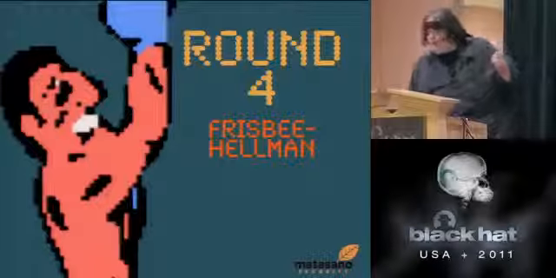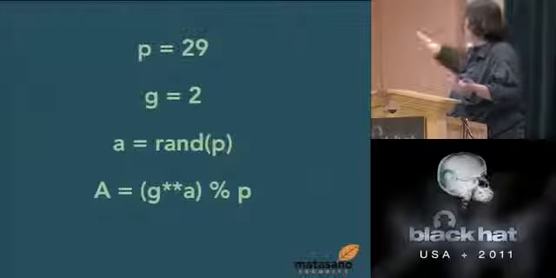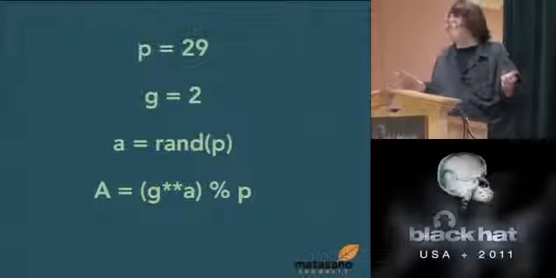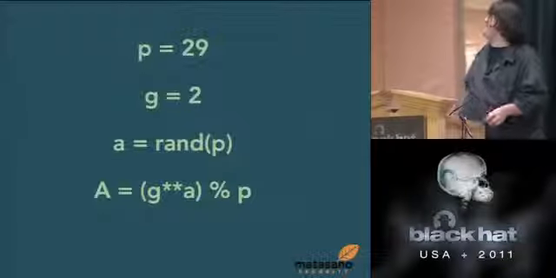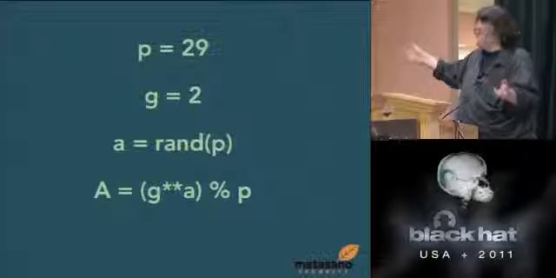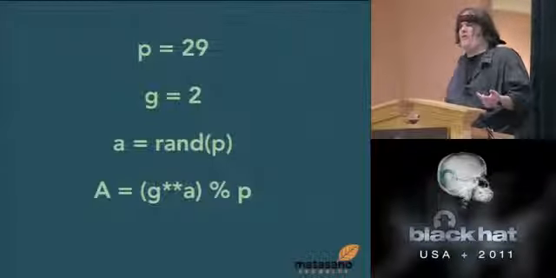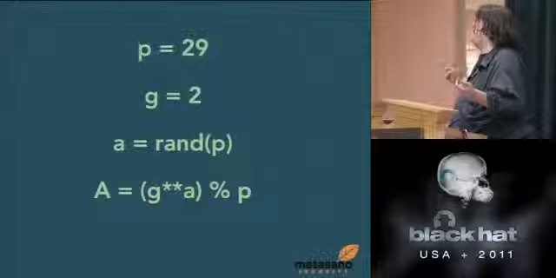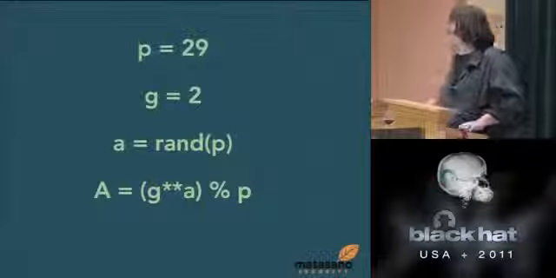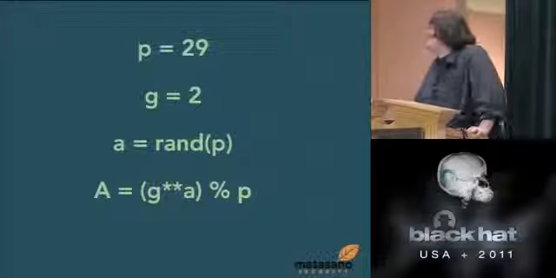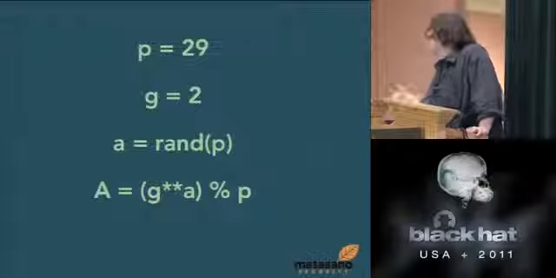So imagine, if you will, I had asked you to open up a Ruby IRB window and punch these things in. P is 29, which is a small prime number. G is 2, which is a number that we're going to use to generate numbers within the ring of all those numbers from 0 to 29, right? And then a is a small random number: a is rand(P), a number between 0 and 29.